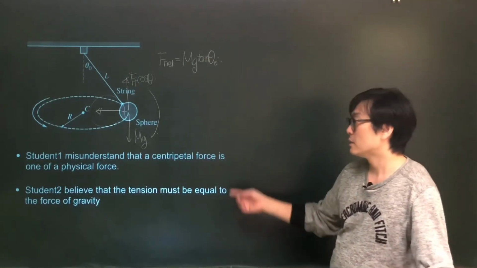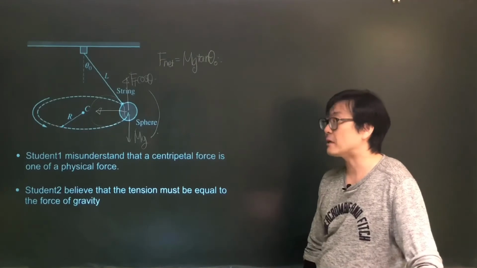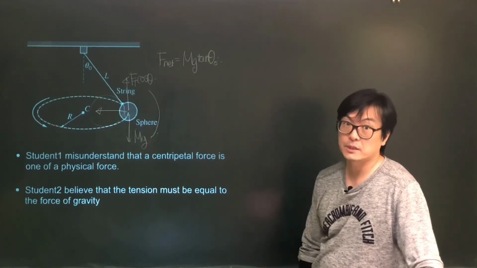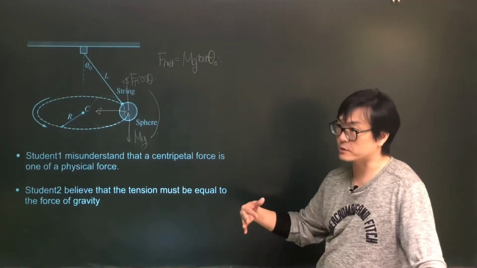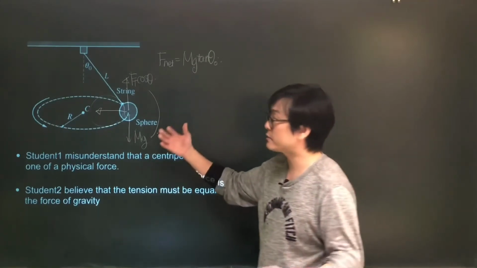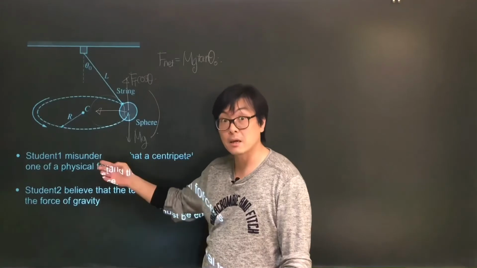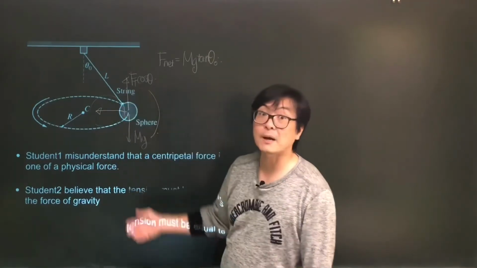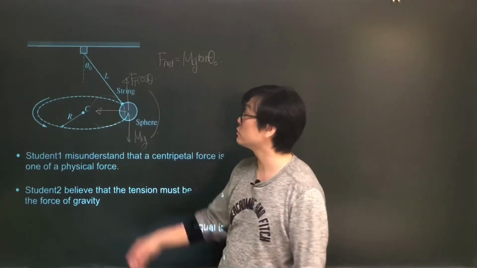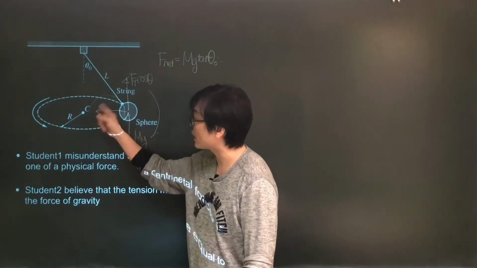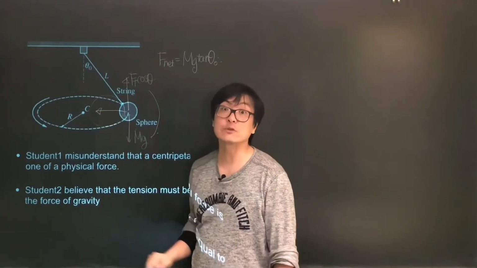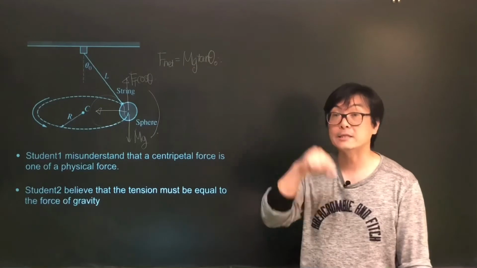So student 1, what is the big mistake of student 1? Student 1 thought centripetal force is one of the physical forces, so it's an individual force. So she or he thought there must be a centripetal force toward that. If we ask the student to draw the free body diagram, they may draw a horizontal force this way and label it the centripetal force. Okay, that is the mistake.